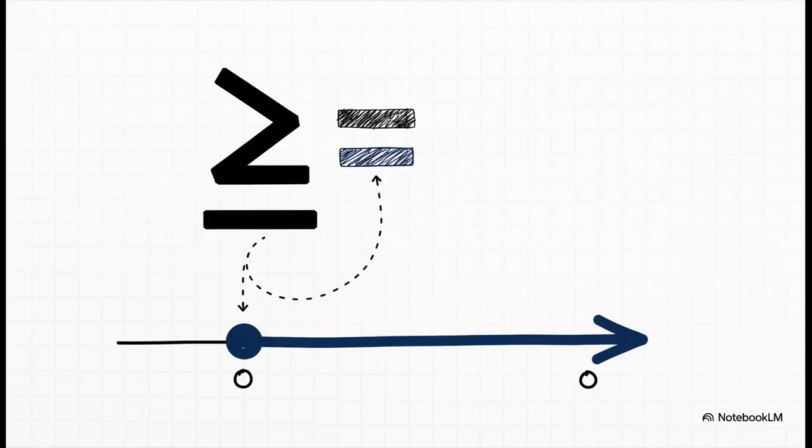Now look really closely at this next one. Do you see that little line underneath it? That line is like half of an equal sign, and that's your clue. This symbol means greater than or equal to. So it means the number can be bigger, or it could be the exact same. So if we write x is greater than or equal to 4, that x can be any number. It could be 5, it could be 10, it could be 200, but it could also be exactly 4. That little line makes a big difference.